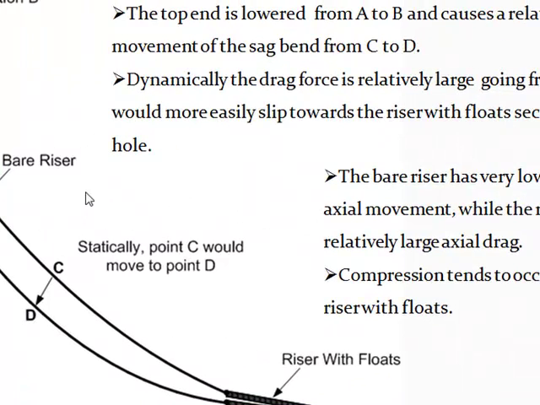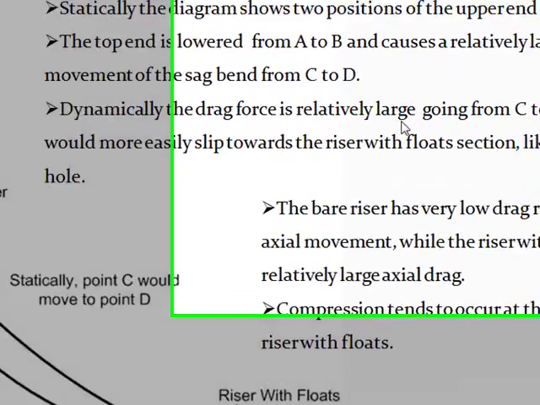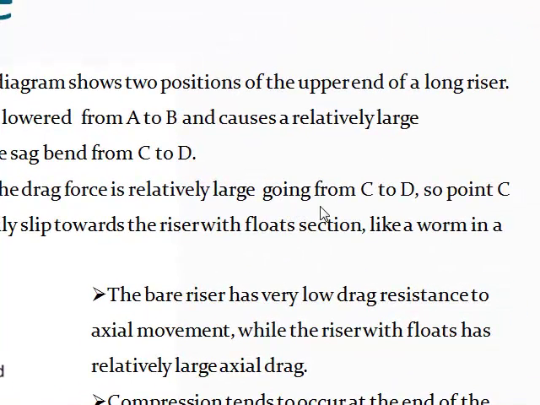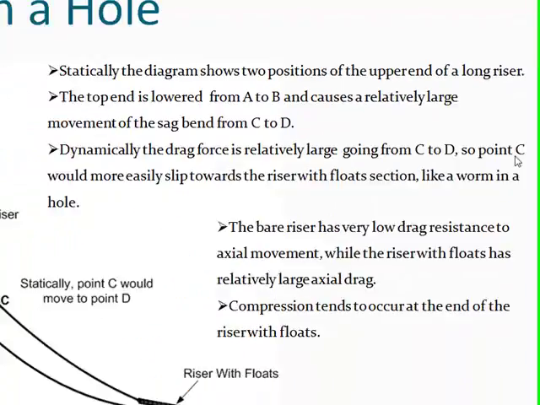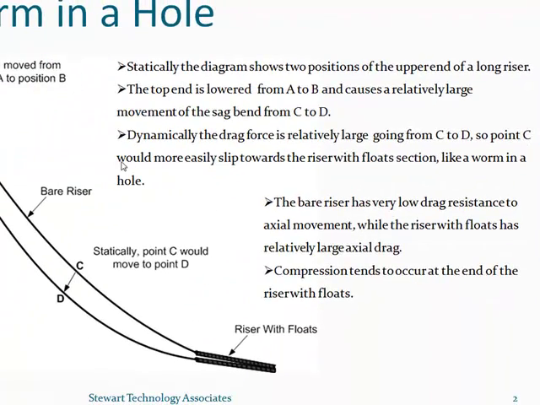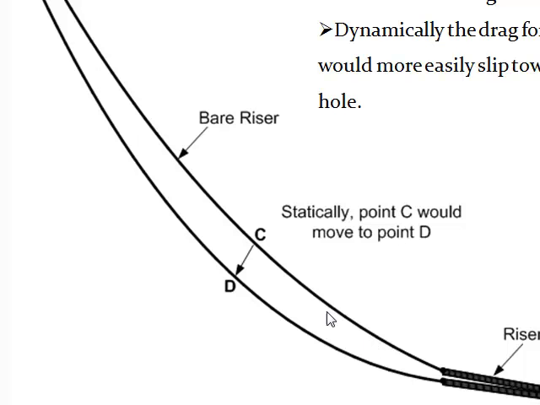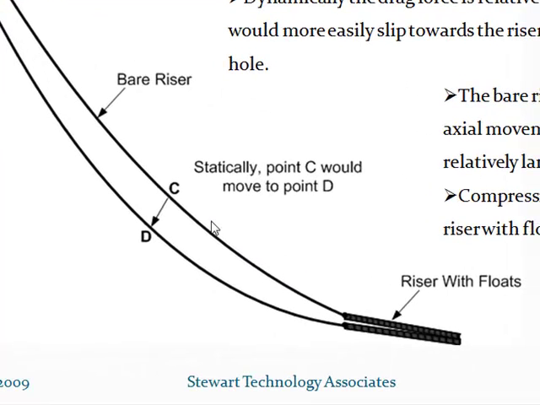However, dynamically the drag force is relatively large going from C to D. So point C would more easily slip in this direction towards the riser with floats, like a worm in a hole.